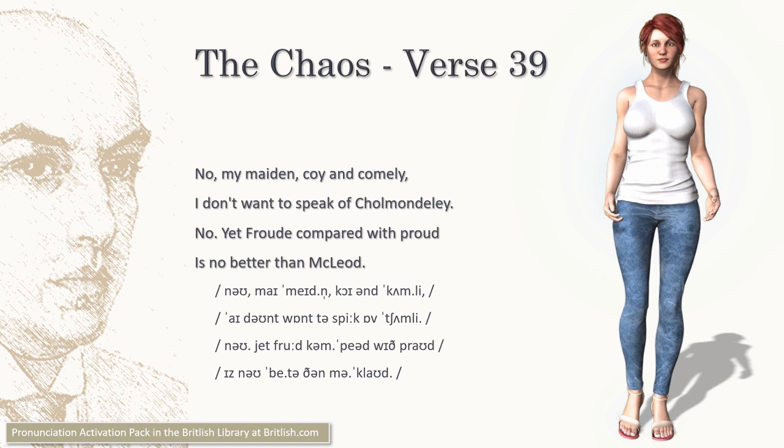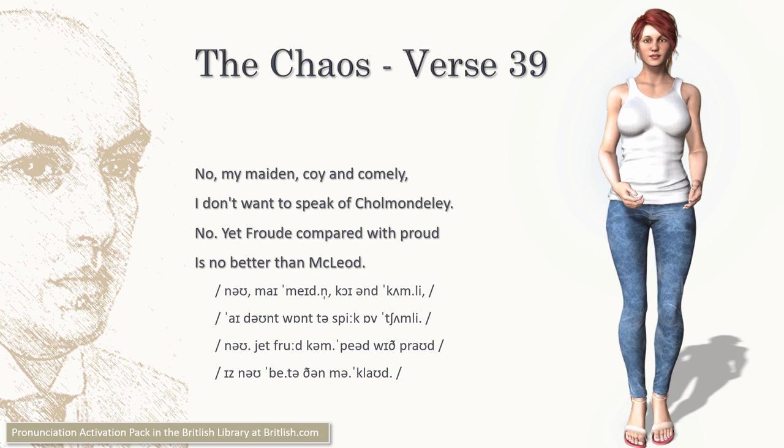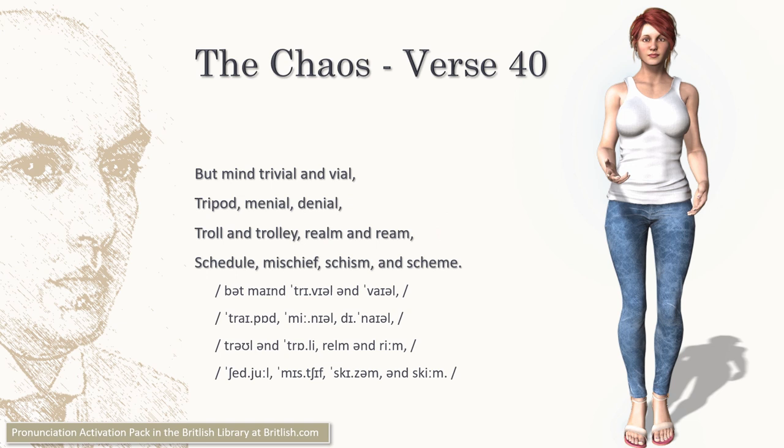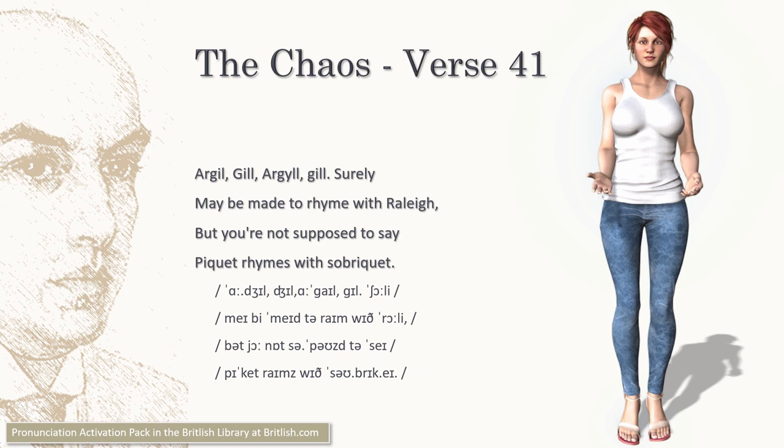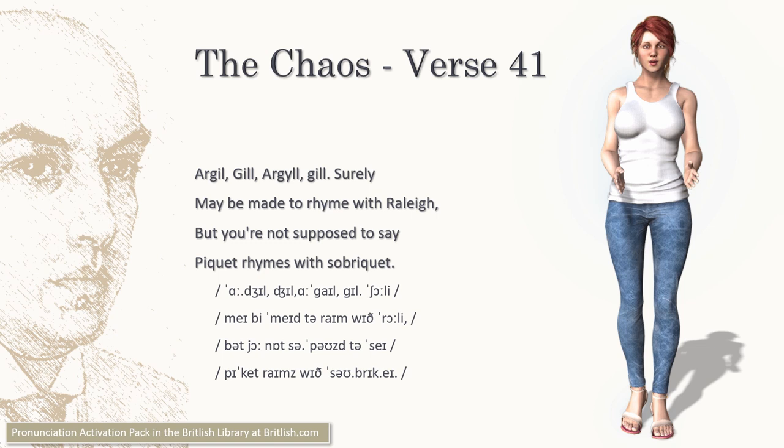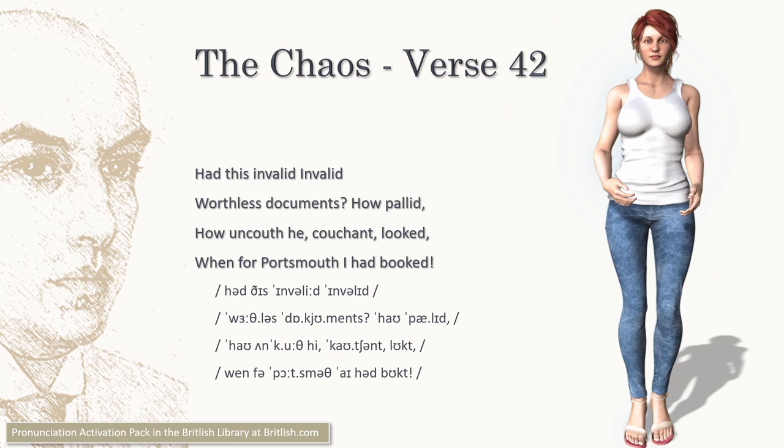No. Yet frewd compared with proud, is no better than MacLeod. But mind trivial and vile, tripod, menial, denial, troll and trolley, realm and ream, schedule, mischief, schism, and scheme. Argyll, Jill, Argyle, Gill. Surely, may be made to rhyme with Raleigh, but you're not supposed to say Piquet rhymes with sobriquet. Had this invalid worthless documents? How pallid, how uncouth he, couchant, looked, when for Portsmouth I had booked.